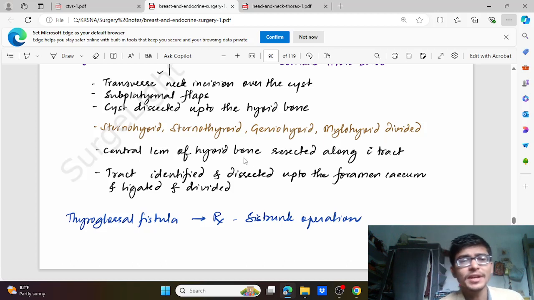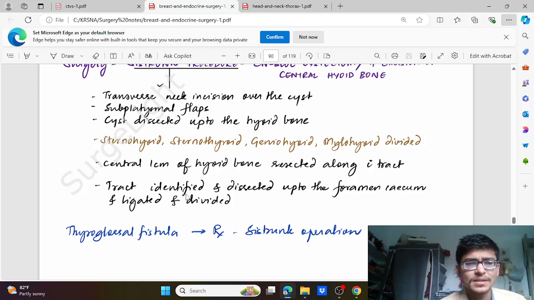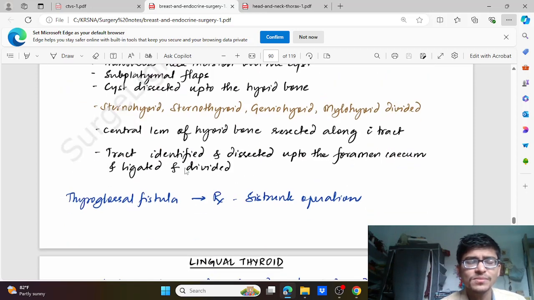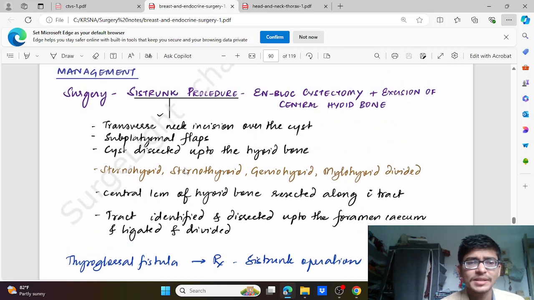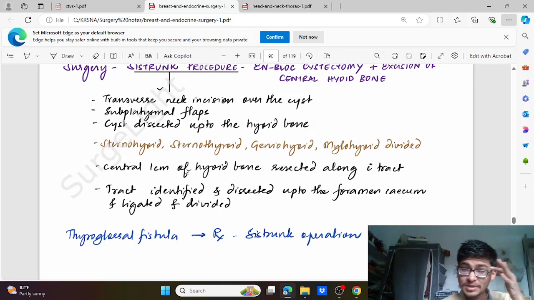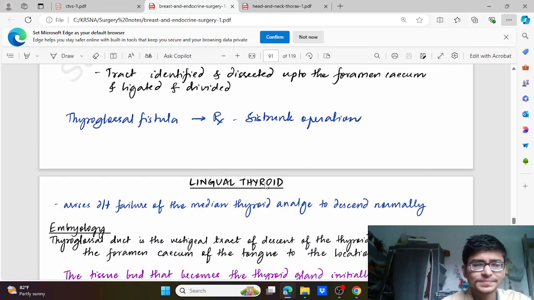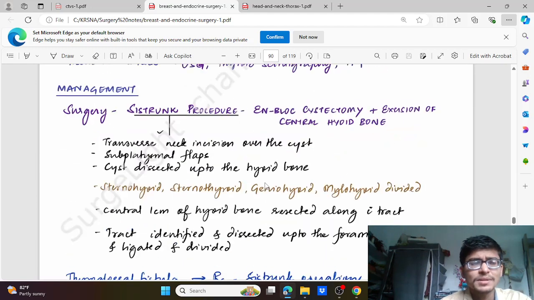The muscles sternohyoid, sternothyroid, geniohyoid, and mylohyoid are divided and separated. The central 1 centimeter of the hyoid bone is resected along with the tract, and the tract is identified, dissected up to the foramen cecum, ligated and divided. So this is how we do the Sistrunk procedure and remove the cyst with the hyoid bone up to the foramen cecum. Then we have the thyroglossal fistula, for which we also do Sistrunk surgery, which is similar.